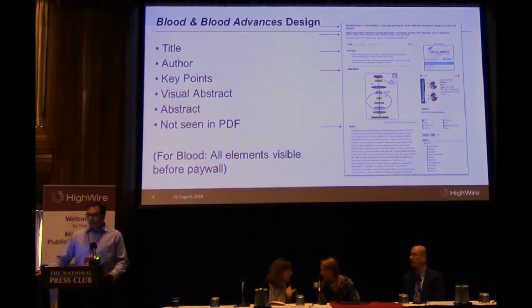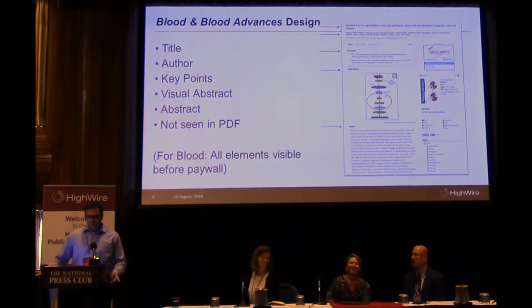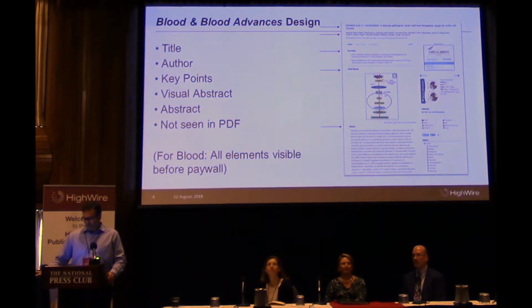Sorry for the confusion. My name is Glenn Landis. I'm with the American Society of Hematology, and I'm probably going to confirm what Sherry and John were speaking about regarding visual abstracts. For Blood and Blood Advances, this is what you're looking at when an article is published, with arrows pointing to the article, the title, the author. We have key points for our articles, the visual abstract there in the middle, and then the text abstract right below it.